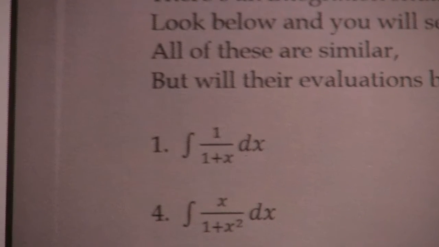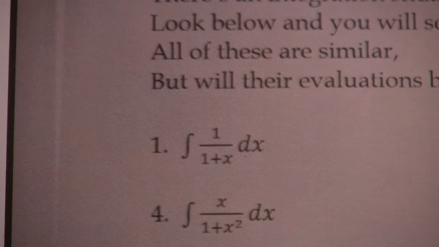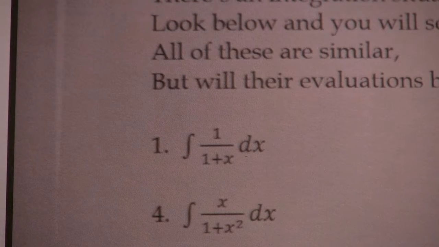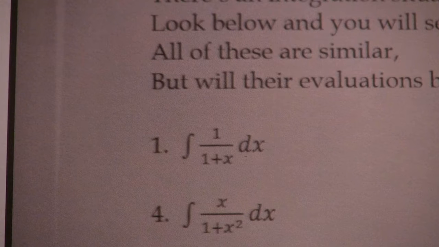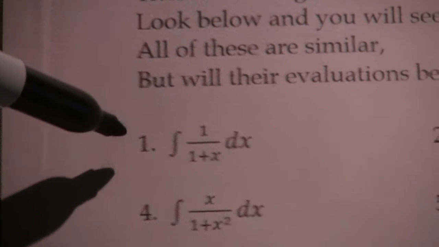I have to stand behind the camera because I'm going to move the piece of paper, but why don't you mark them off. Number one. Don't write it down, just check it off when we're done. What technique do you use to solve that integral? It's just a basic u substitution, u equals 1 plus x. That turns into 1 over u du, which turns into ln u, which is ln absolute value of 1 plus x. Great.